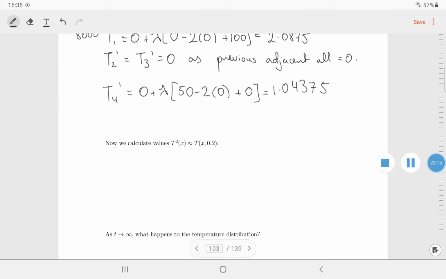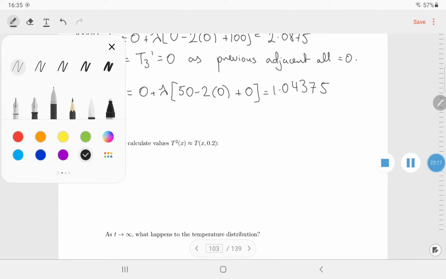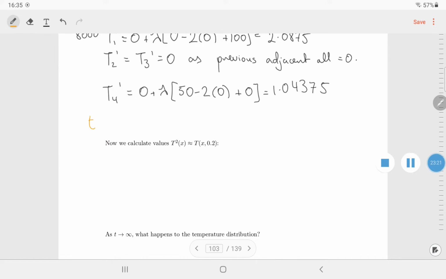So we might just write down what we have now at t equal to 0.1. So at t equal to 0.1, we have these points. This is at 100, 2, 4, 6, 8, and this 10 is at 100. Sorry, this one's at 50.